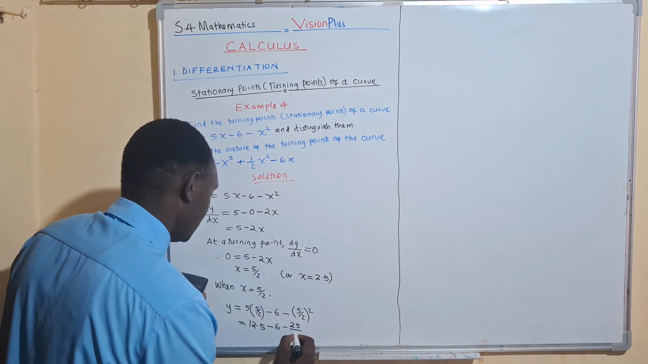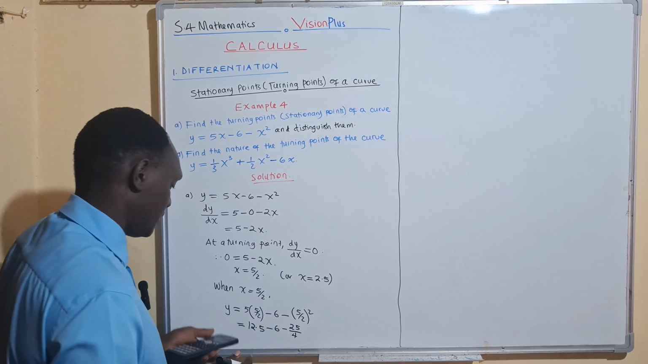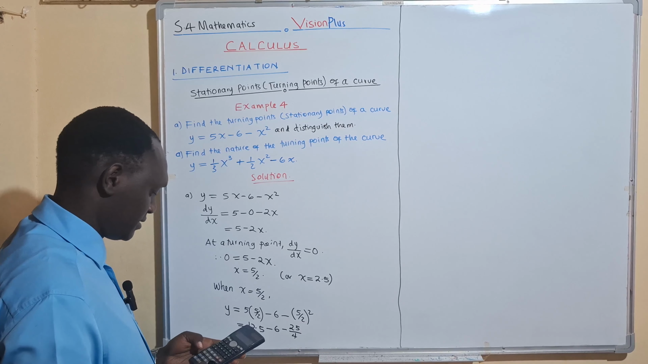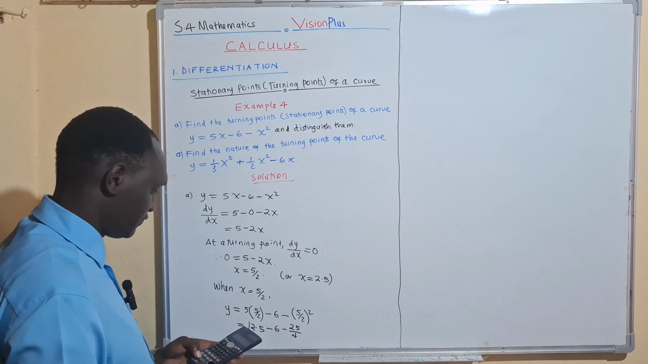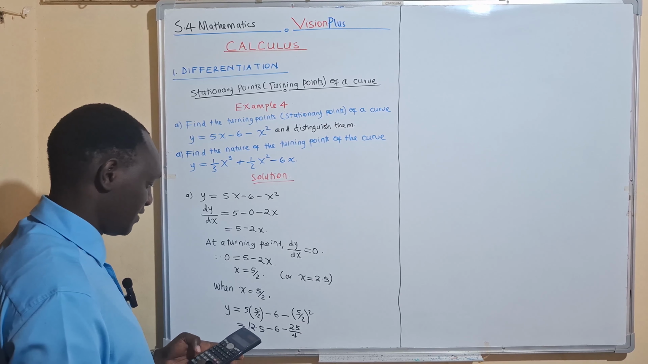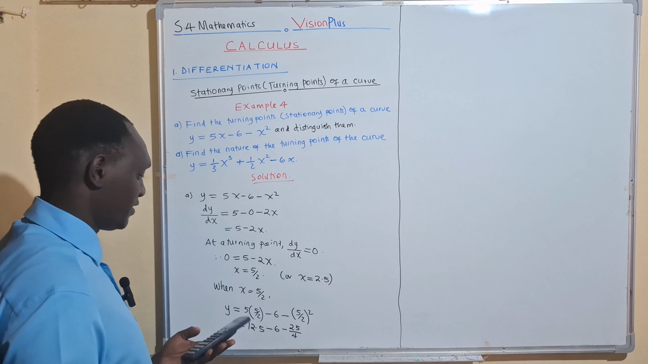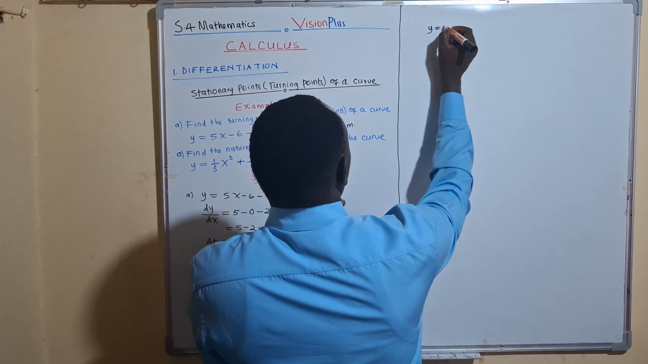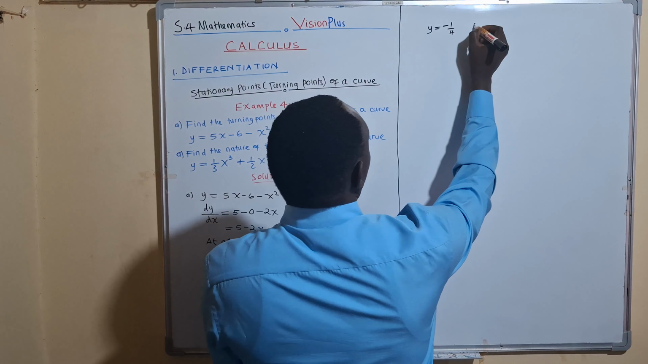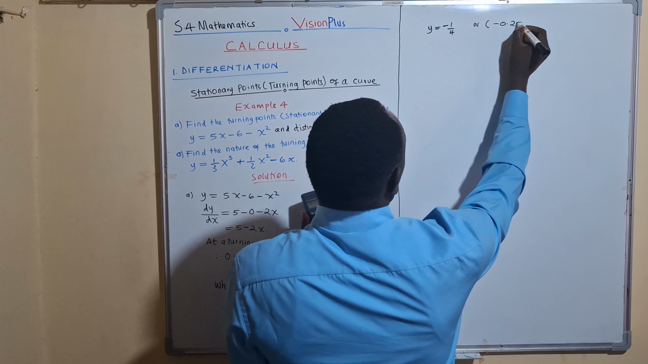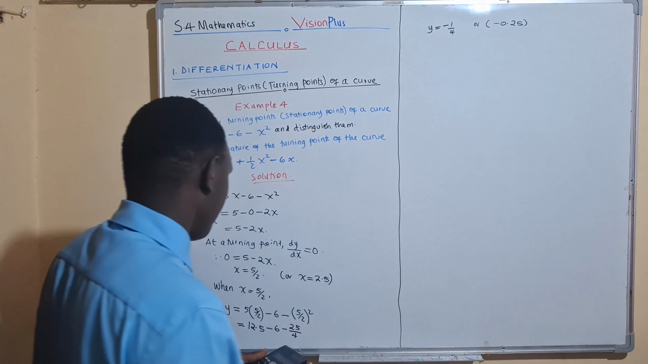Or you can write it in decimal. Now we operate this. We shall have 12.5 minus 6 minus 25 out of 4. So I'm getting y as negative 1 out of 4, or somebody could be having negative 0.25. They are the same. Choose one.